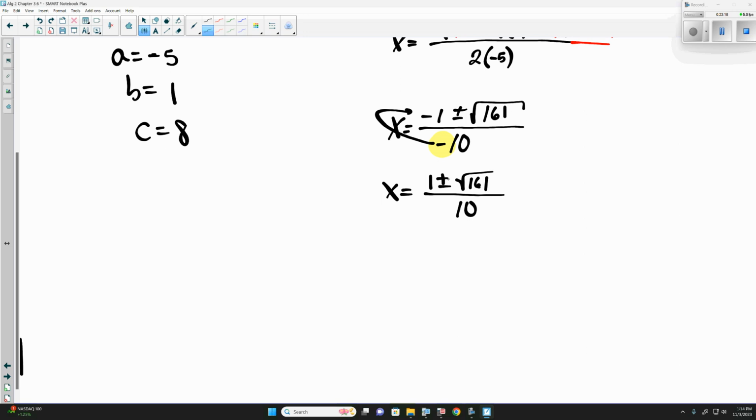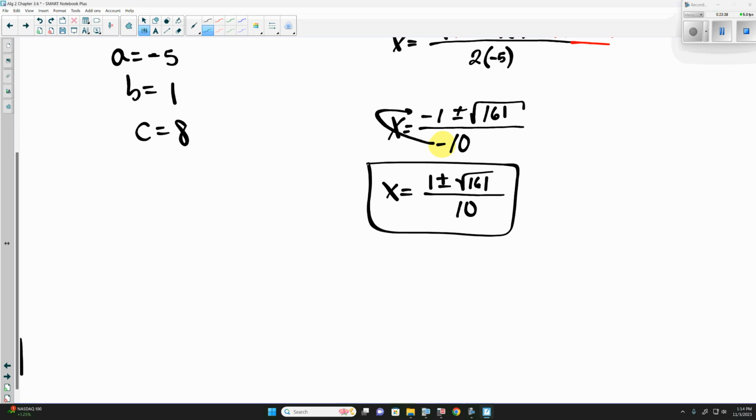So the positive case became negative and the negative case became positive. Plus and minus, which ends up giving us plus and minus. It's kind of odd that it works that way, but it does nicely work that way. So we really end up just changing the sign.